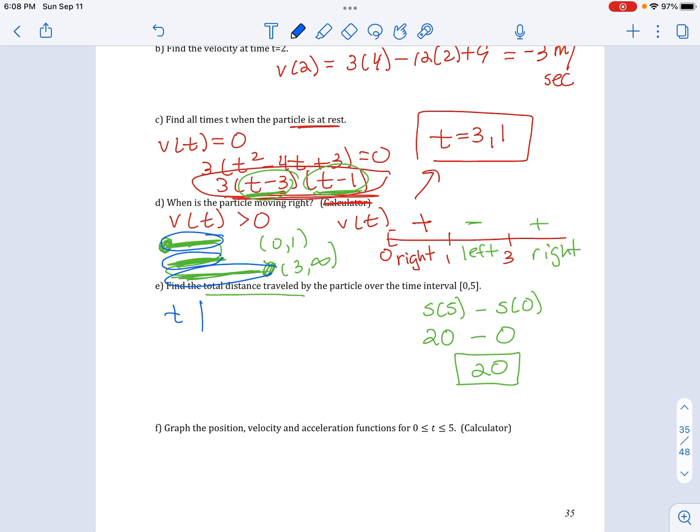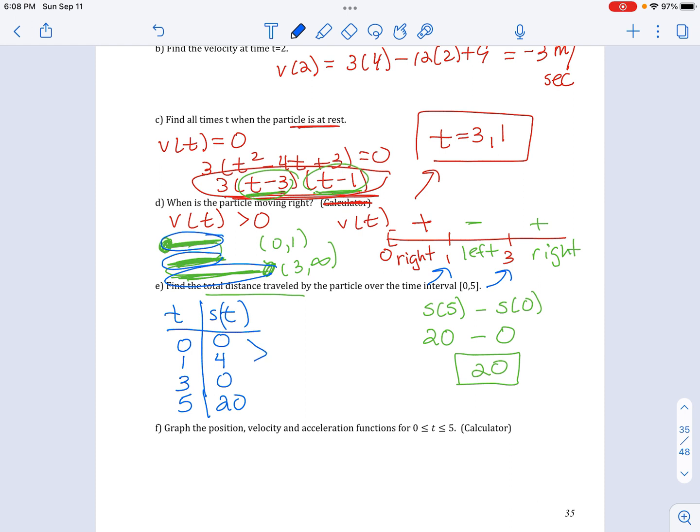So in order to find total distance traveled, not only do you need the position at where you started at time 0, but you also need to figure out the position at all these places where it changed directions, which is where velocity is 0. So I need to figure out the position at 1, 3, and 5. I can go ahead and just plug it back into that position function. And it's not just these positions.